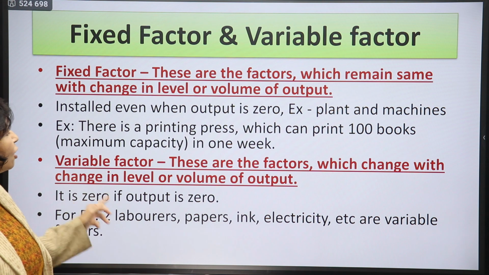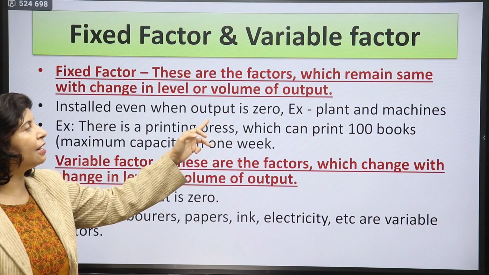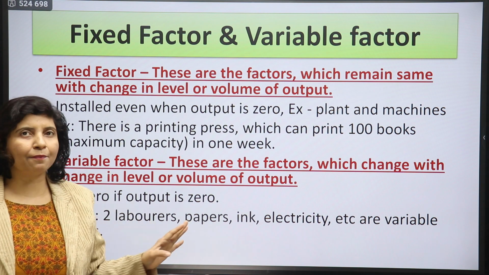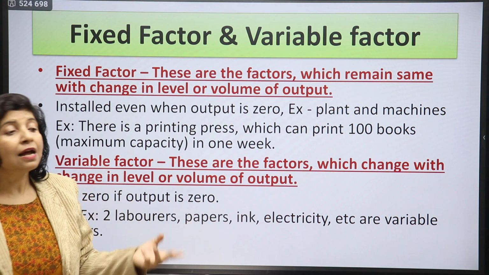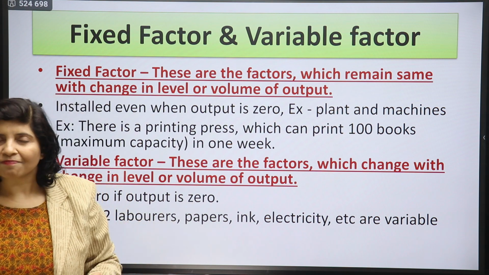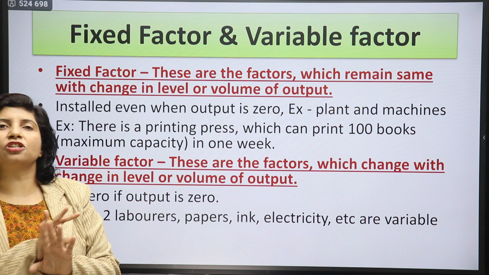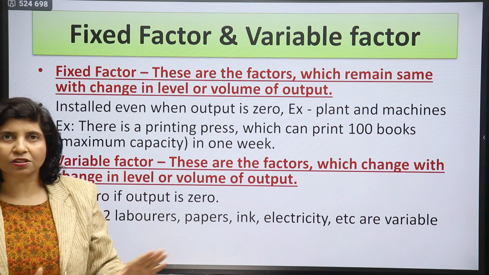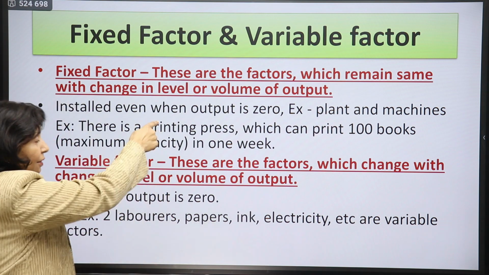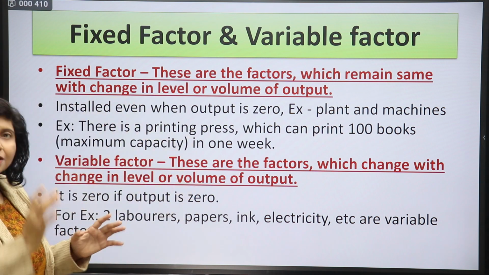So here it is 0 if output is 0. Only the variable factor can be changed, but if output is 0, it is 0. If we are not printing any books, why will we require any workers? Take for example during COVID-19, when all the factories were shut down, there were no workers there, only machines and plants. So if we don't want to print any books in our example, then we don't require labor. So it is 0 if output is 0, but capital can't be 0 if output is 0. It has to be there.